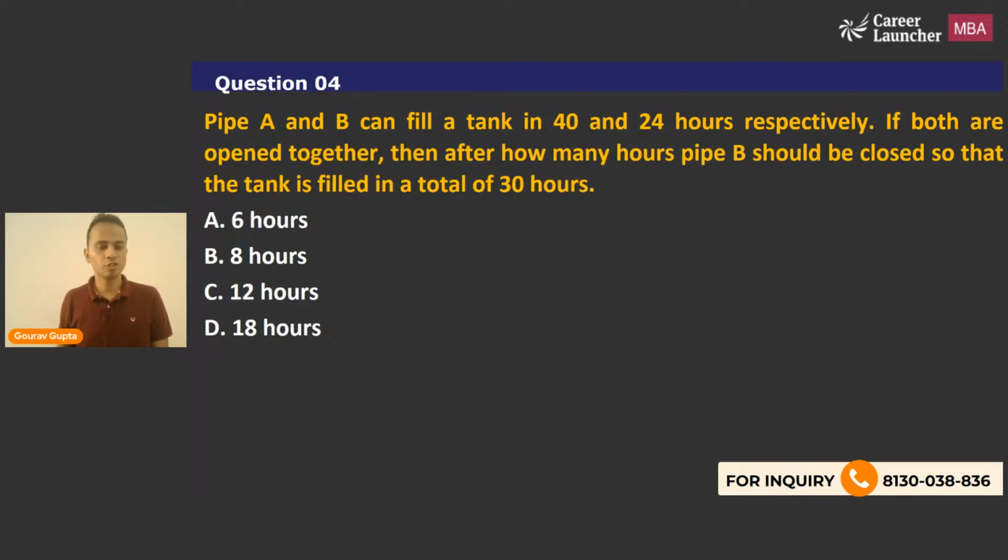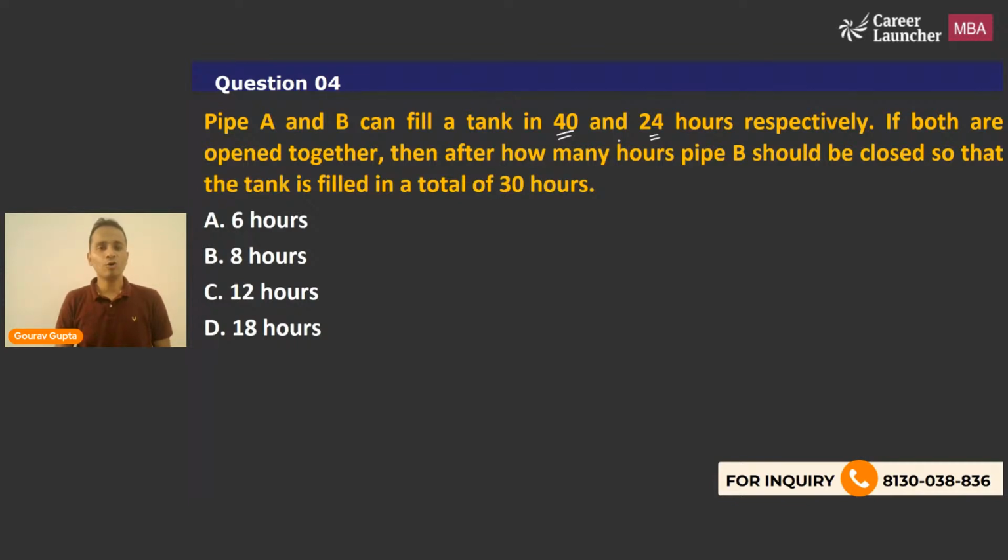Okay, so let's tackle this and try to write as little as possible. I'll be marking a few things in the question so that you will understand. I'll avoid doing any kind of rough work. Now, A can fill the tank in 40 hours and B in 24 hours. These two things are given.